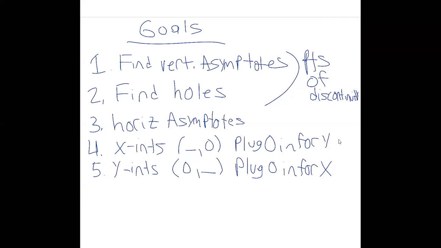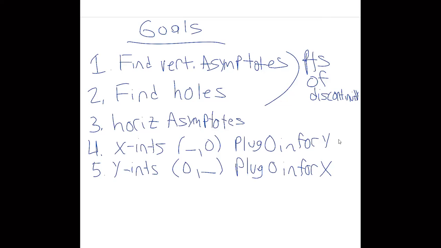So we'll use some of these words interchangeably, but if I say a point of discontinuity, I'm either talking about a vertical asymptote or a hole. We're also going to find horizontal asymptotes. And then lastly, we're going to find x-intercepts, and we're going to find y-intercepts of our functions.